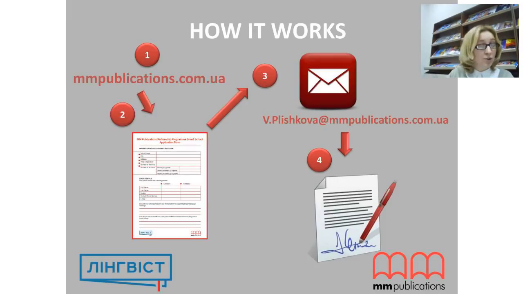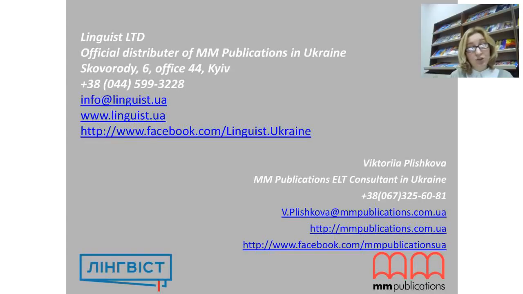And if you are interested in more information, you may go to our Ukrainian website, mmpublications.com.ua. Find there on the start page all the information about this project, and if you feel like, yeah, I'm quite interested in it, you may fill in the application form and send it to us. We will contact you, discuss all the details, and if everything works well, we will sign the memorandum of cooperation and start providing all the services which we already mentioned.